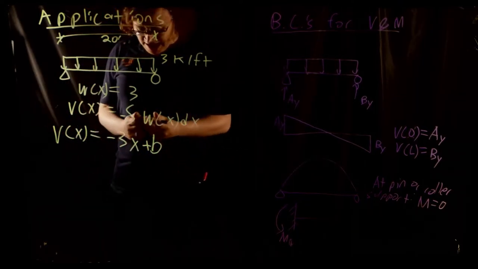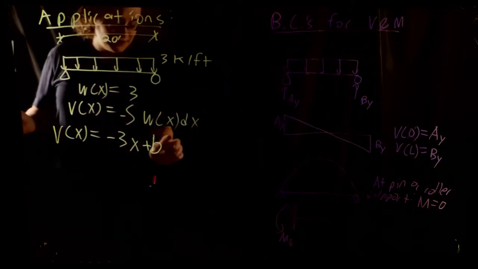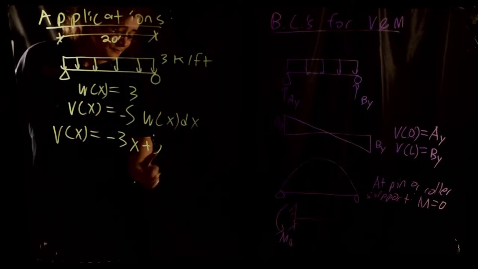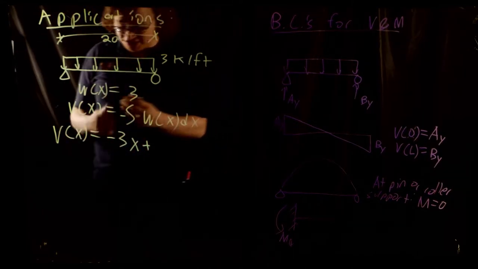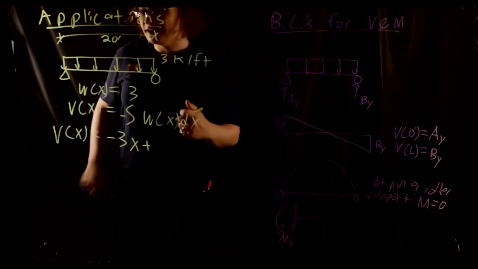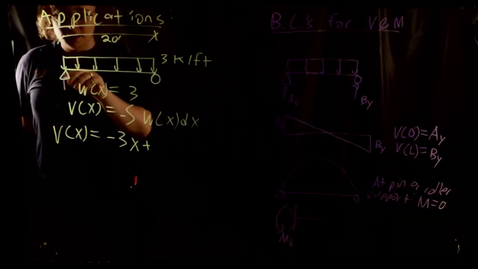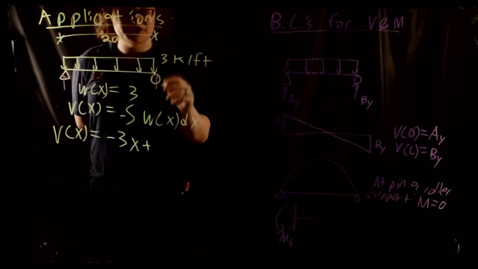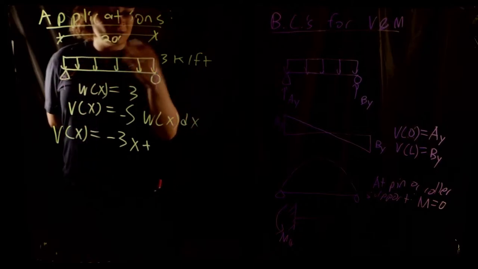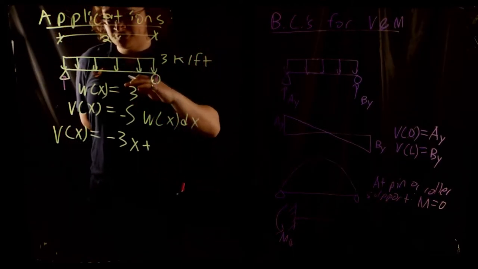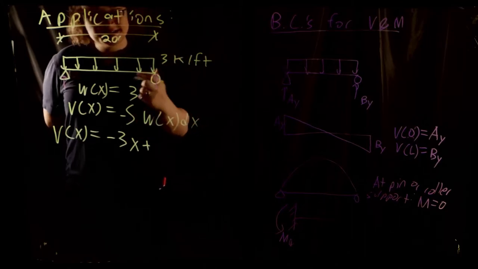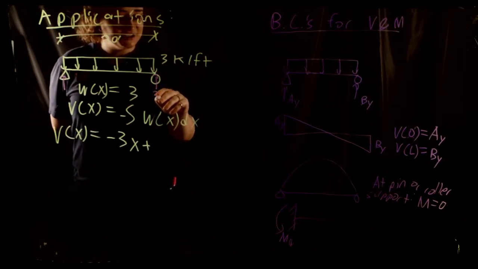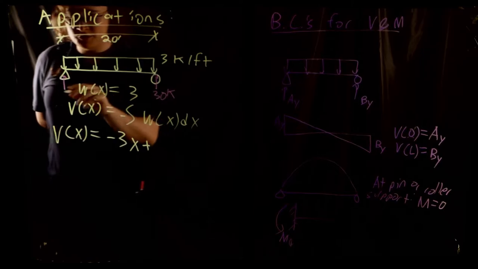So again, we need some sort of constant here. And to do that, I should go ahead and get the reactions. For a simply supported beam like this, it's not too bad. I can just say, okay, this is a symmetric uniform load. So the total load on this is 20 feet times 3 kips per foot. That is 60 kips, divided by 2, that is 30 kips. So we have reactions of 30 kips on both sides.